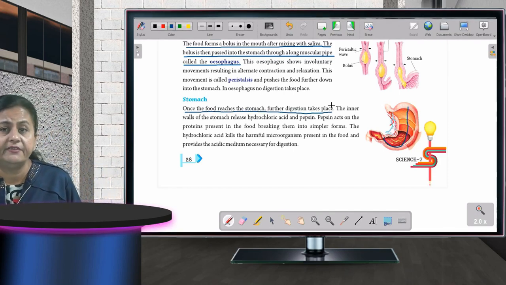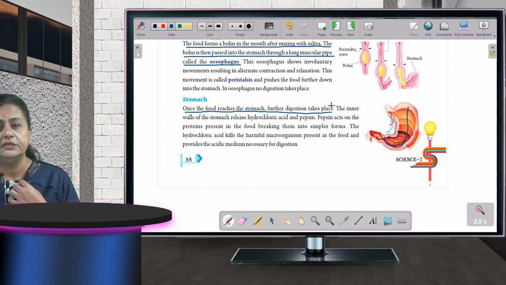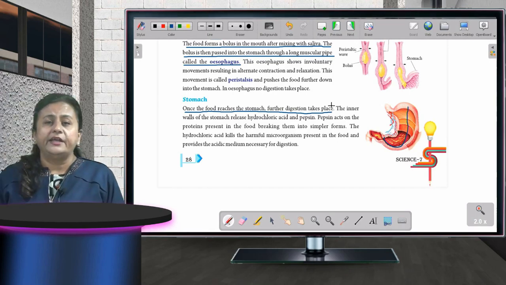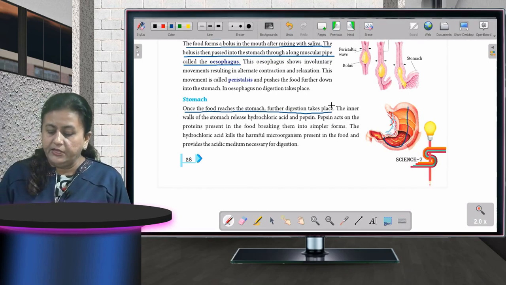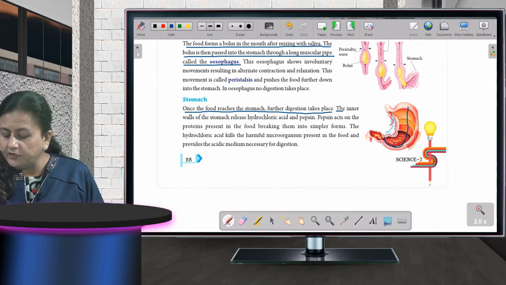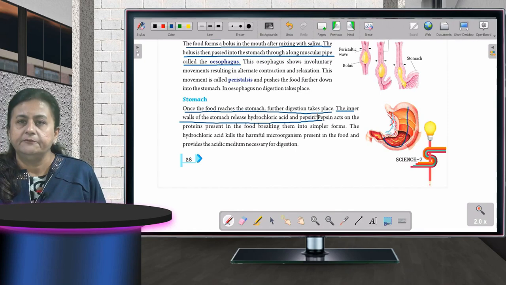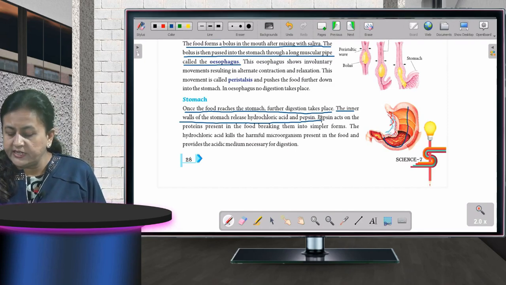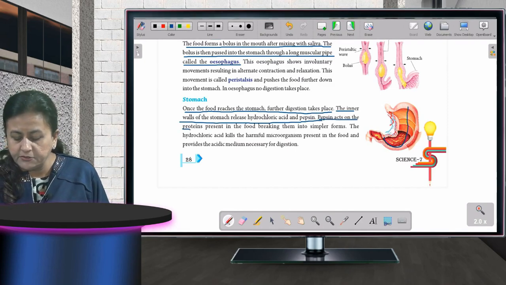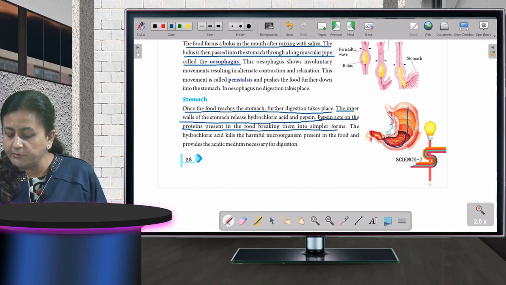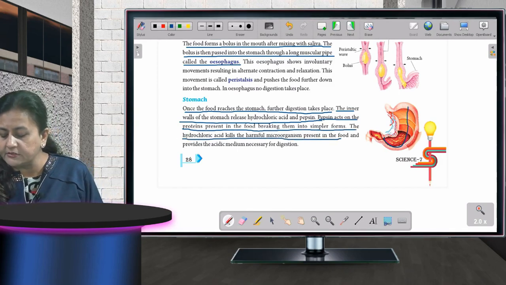I am emphasizing it more because you should be very clear: whatever food is eaten, once it enters the stomach, the real digestion starts taking place over here. The inner wall of the stomach releases hydrochloric acid and pepsin. Okay. These are two enzymes. Pepsin acts on the proteins present in the food, breaking them into simpler forms, and the hydrochloric acid kills the harmful organisms present in the food.